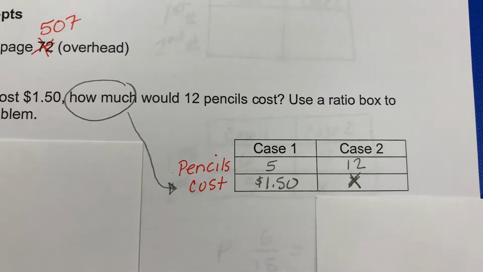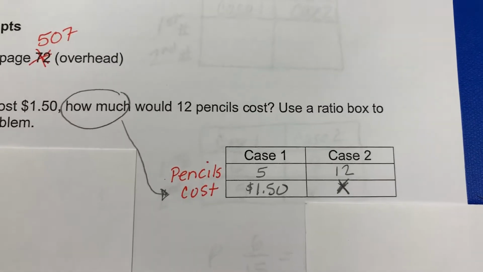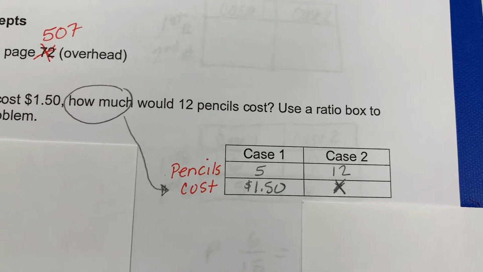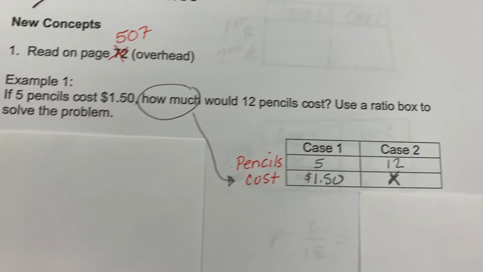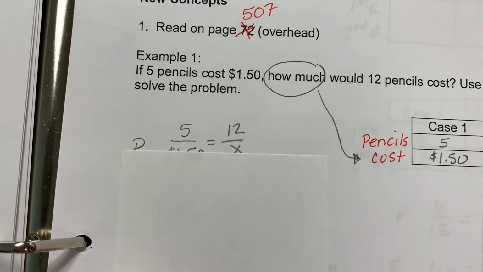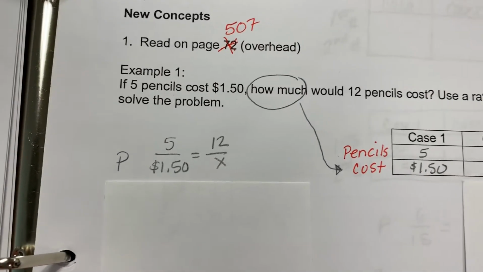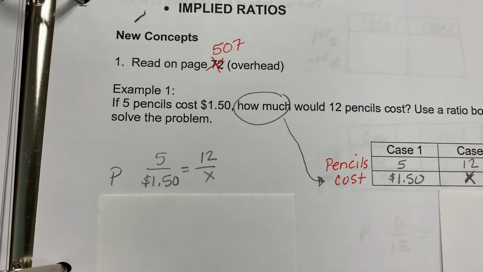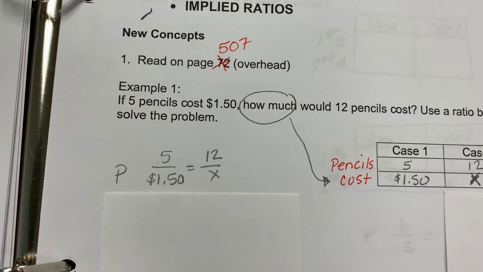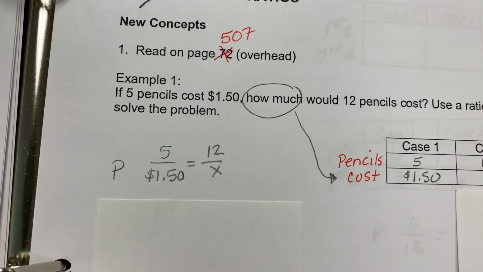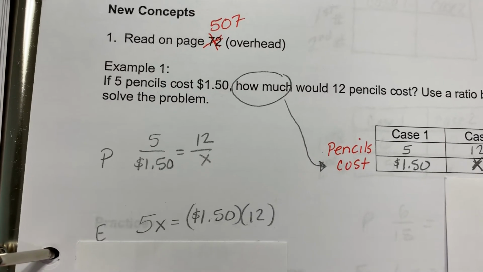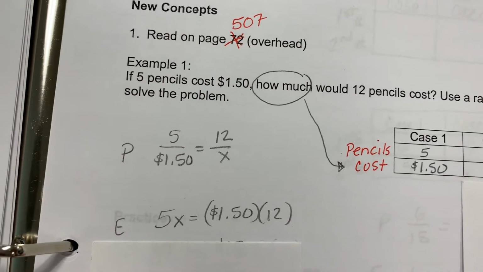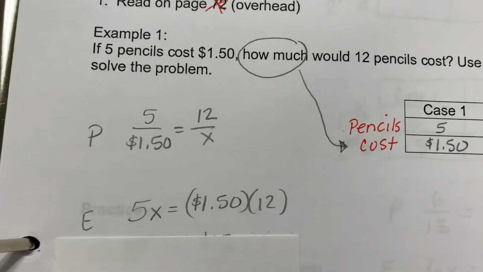And so you should be thinking already our PES, where we write a proportion, an equation, and we solve. So I'm going to walk us through it. Our proportion looks like 5 is to $1.50 as 12 is to x. And remember, we cross multiply to create an equation. So our equation looks like 5x equals $1.50 times 12. And then we begin to solve it.